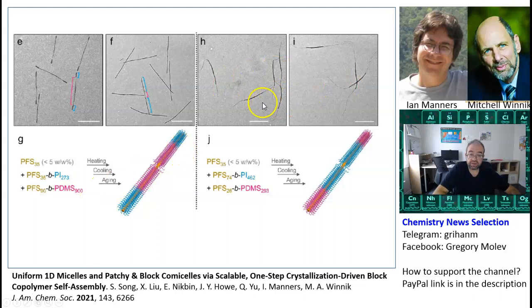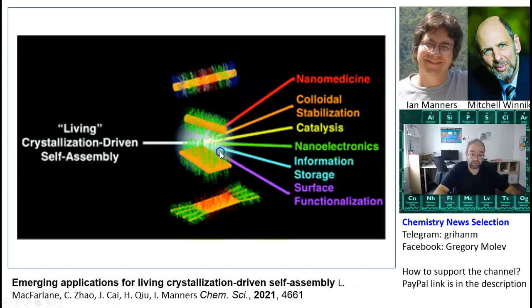And here again, same idea for the opposite structure. We have a very long PFS-PI in the middle and the shorter PFS-PDMS on the ends, and here the PFS-PDMS part is also very long. So amazing level of control, again, all in a single step. So that's the chemistry news I wanted to tell you today.